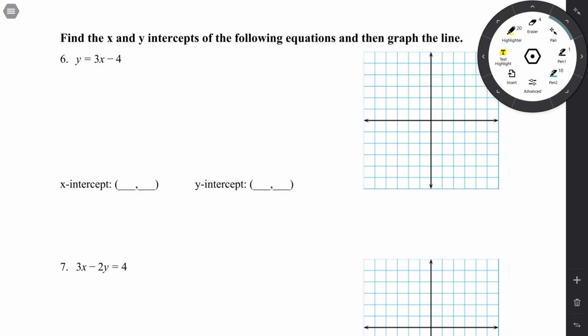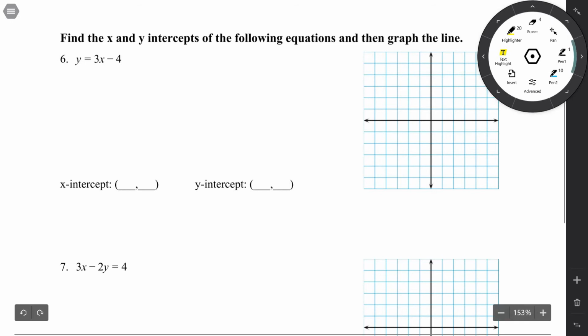Let's see, find the x and y intercepts of the following equations, then graph the line. Well, first thing I'm going to do here is recognize this is y equals mx plus b, so this is the slope, and this is the y-intercept, that -4. So -4 is the y-intercept. What about the x-intercept?